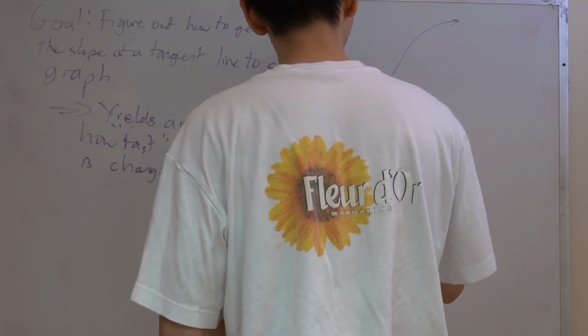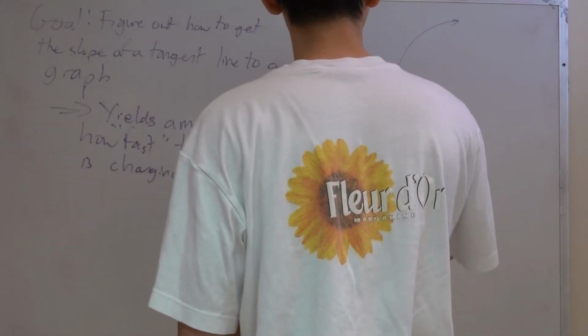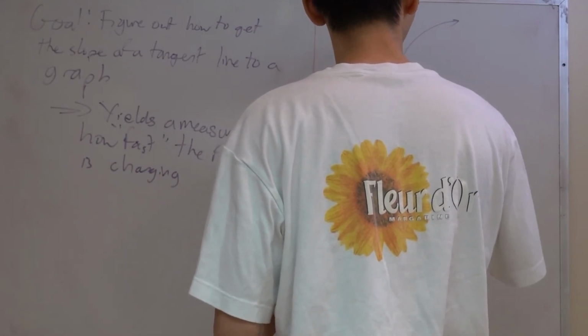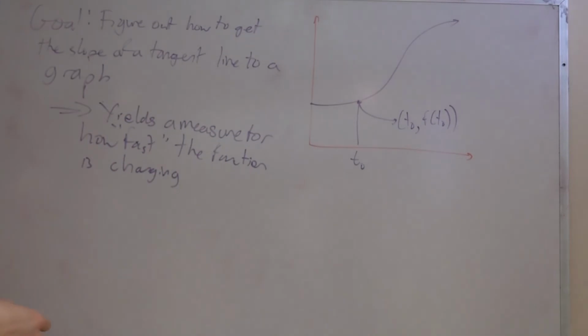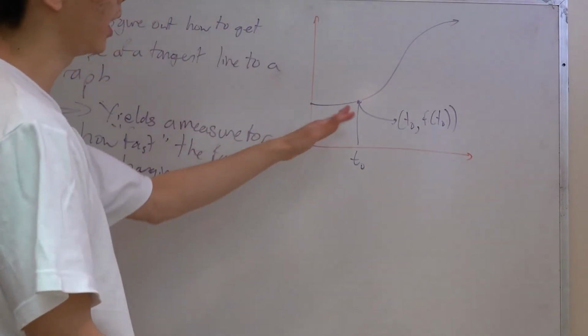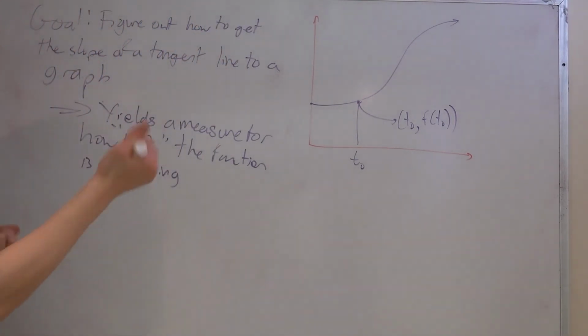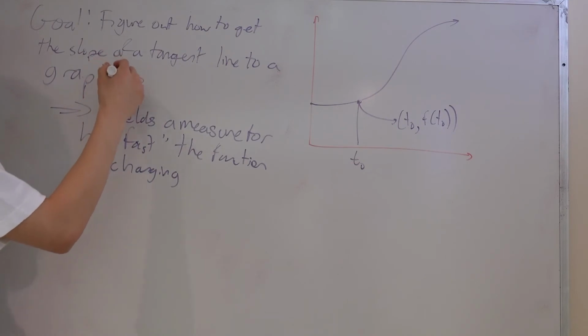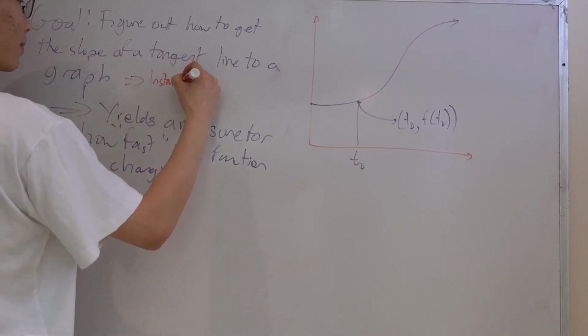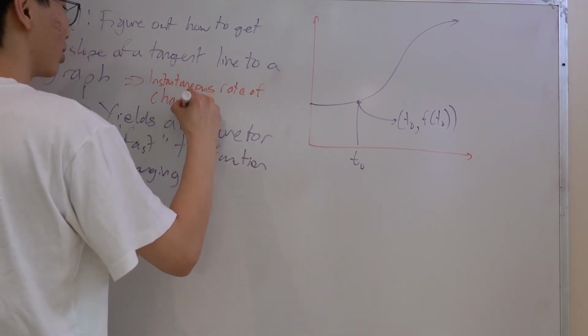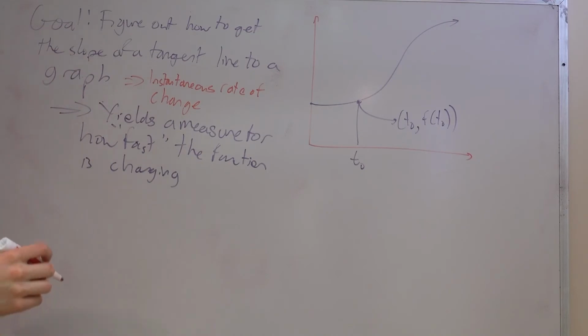So let me just prepare my thing here. Okay, so again, my question is, what is the instantaneous rate of change at that point? I should probably mention this slope we are going to call the instantaneous rate of change. Because really, that's what it is. I mean, there's no other way to put it. That's what instantaneous rate of change is. It's how fast you're moving at that moment.